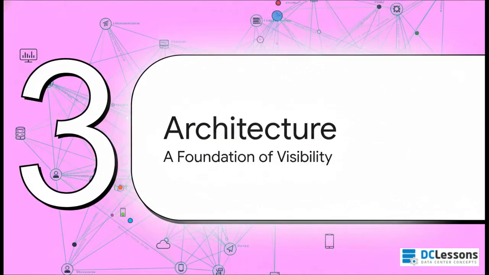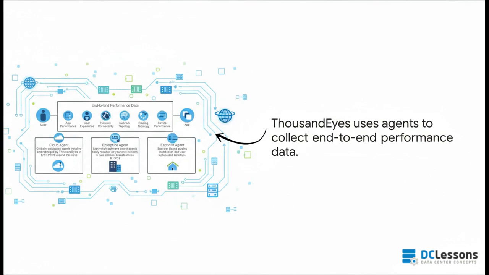Okay, that all sounds great in theory, right? But how does it actually work? Let's pop the hood and take a look at the architecture that makes all this visibility possible. The entire system is built around this idea of vantage points. It uses these different types of agents, which are really just small, lightweight software probes to constantly run tests. These tests are actively measuring performance from the user to the application, and they collect all this critical data along the entire path. We're talking everything from app performance down to network connectivity.